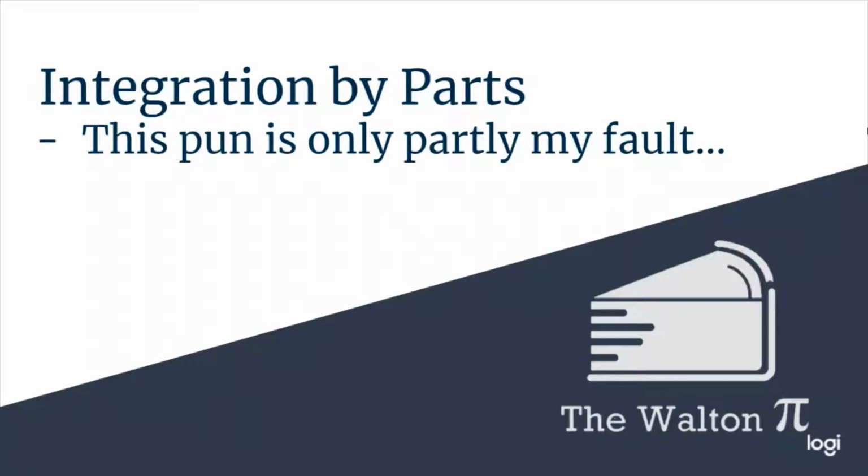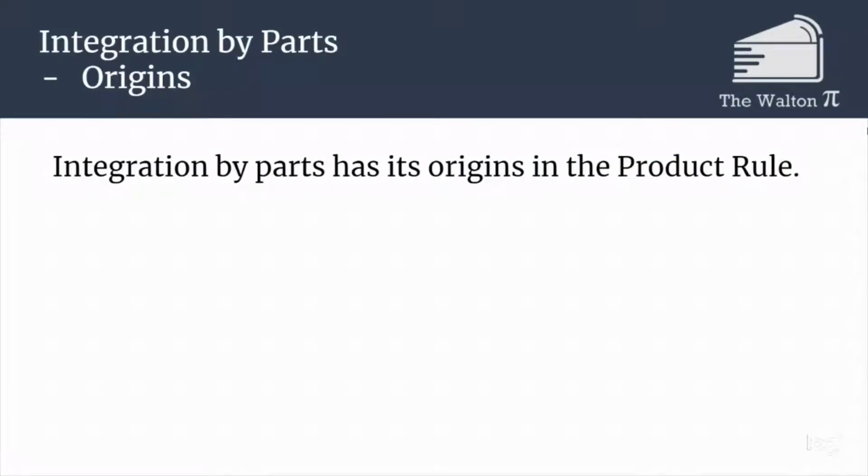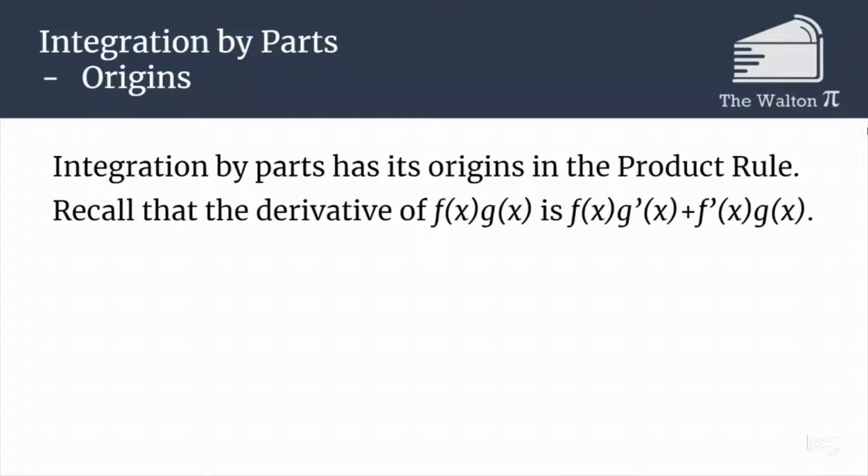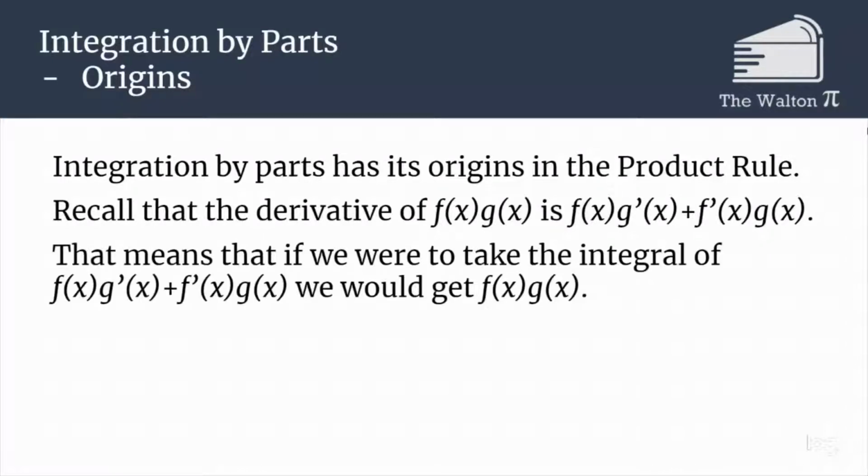Today we're going to be talking about integration by parts. Integration by parts is a method of integration that has its origins in the product rule. If we remember the product rule, the derivative of f times g is f times g prime plus f prime times g. So if we were to take the integral of f of x times g prime of x plus f prime of x g of x, we would get f of x g of x, because integration is the inverse of taking a derivative.